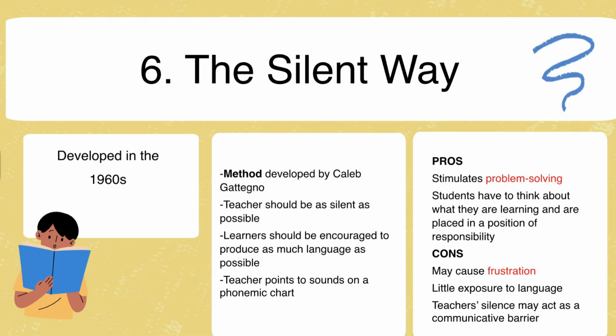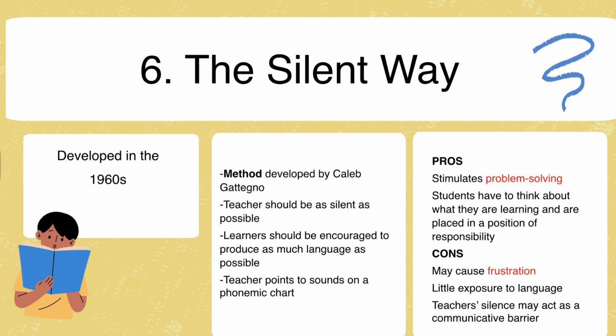The silent way is a method developed in the 1960s by Gattegno. The teacher should be as silent as possible. Learners should be encouraged to produce as much language as possible, and the teacher points to sounds on a phonetic chart.